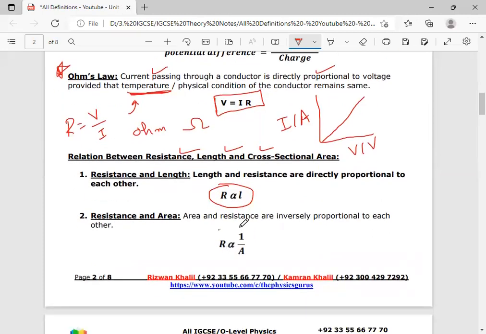And what is the relation between resistance and cross-sectional area? These two quantities are inversely proportional to each other. When cross-sectional area of a conductor increases, resistance of that conductor decreases, and vice versa. Very important relation, and in many questions it is being evaluated.